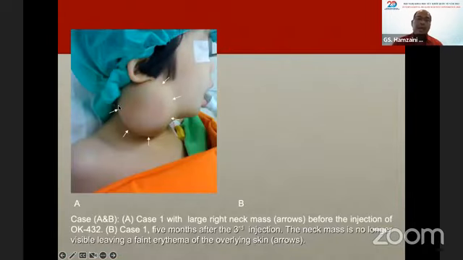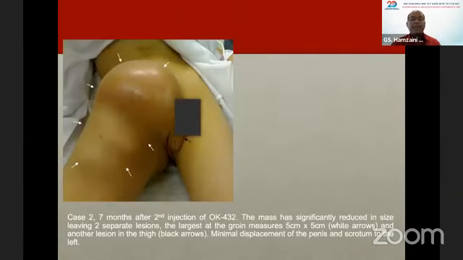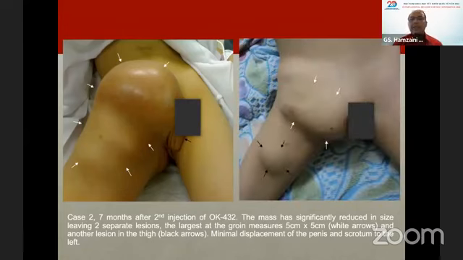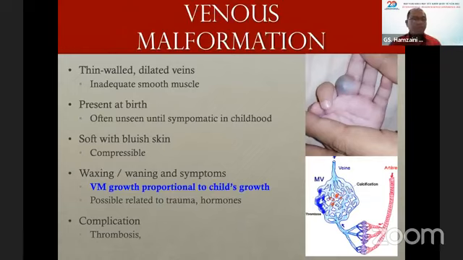This patient presented with a huge neck swelling, and after treatment there is almost no swelling, only some skin changes there. And this patient had a huge thigh, perineum, or groin lesion. After 2 injections, the swelling has reduced in size, and initially the patient was unable to wear trousers, but now he can wear trousers. Okay, next is venous malformation.